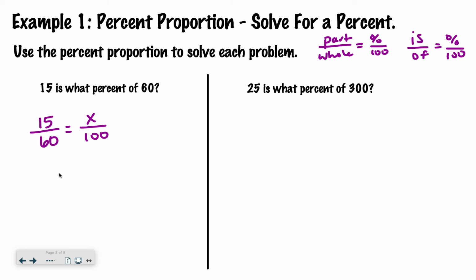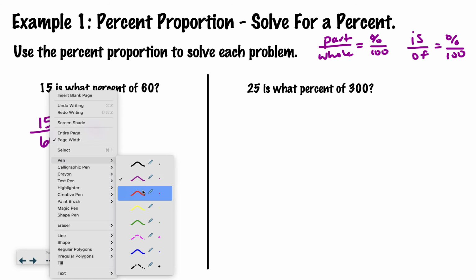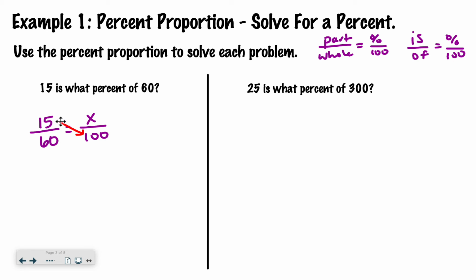The way that you would solve this is we are going to do something called cross multiply and divide. So I'm going to multiply 15 times 100. So 15 times 100 is 1,500. And then you divide by the number on the bottom. So 1,500 divided by 60 gives me 25. So that means it is 25%. Okay, so that would be my answer. I would say is over of equals percent over 100, cross multiply, and divide.